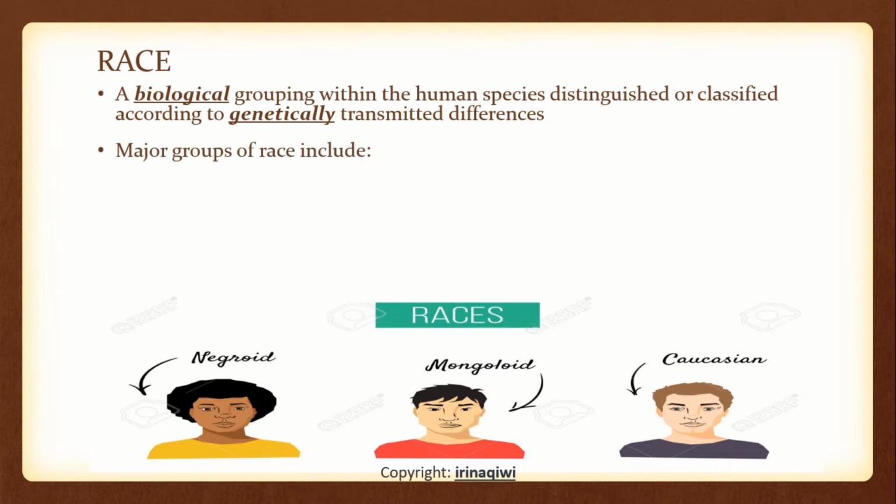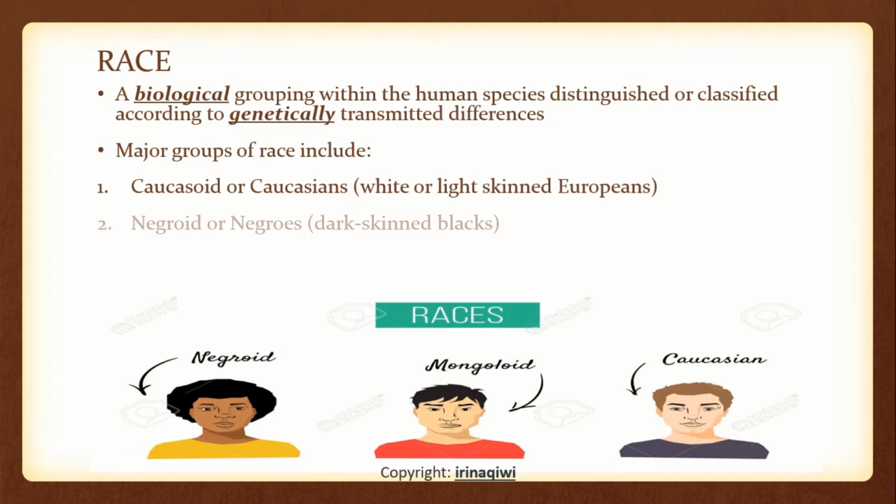Okay, major groups of race. Major groups of race include: number one, Caucasoid or Caucasian, who are white or light skinned Europeans. As you can see in the picture, the boy on the extreme right of your screen is a Caucasian. Number two, we have Negroid or Negros, who are dark skinned blacks. Again, you can see in the picture, the girl on the extreme left of your screen is a Negroid, who are dark skinned blacks.